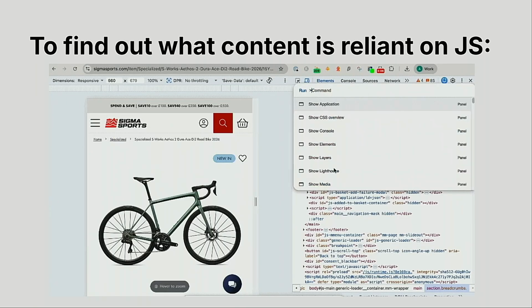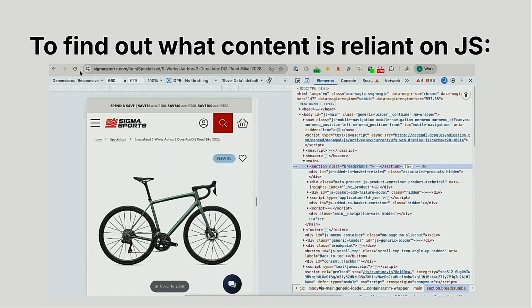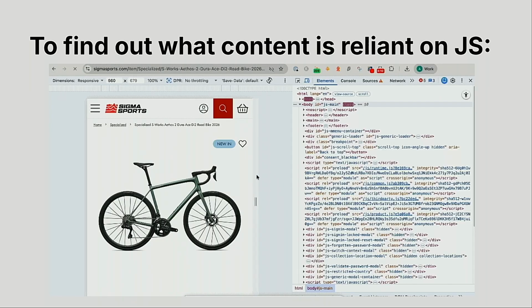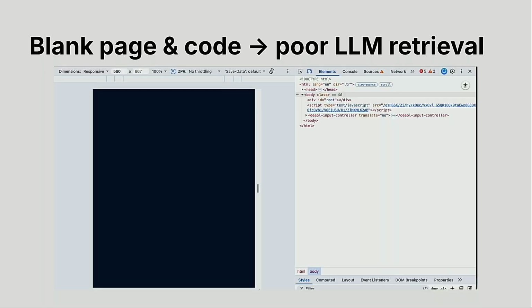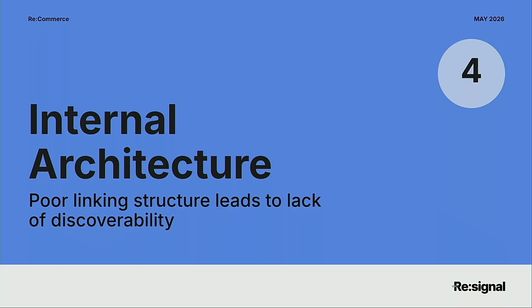So Sigma Sports is a great example here because you'll notice, hopefully, that when I disable JavaScript, the content doesn't really change. All of their key information is still there, and that's because they have a really good rendering setup. If you had a site that was very heavily reliant on JavaScript, you might see something that looks a little bit like this, a blank page, not much in the code, and therefore it's going to lead to poor LLM retrieval. Now, my fourth point is internal linking through your site architecture.